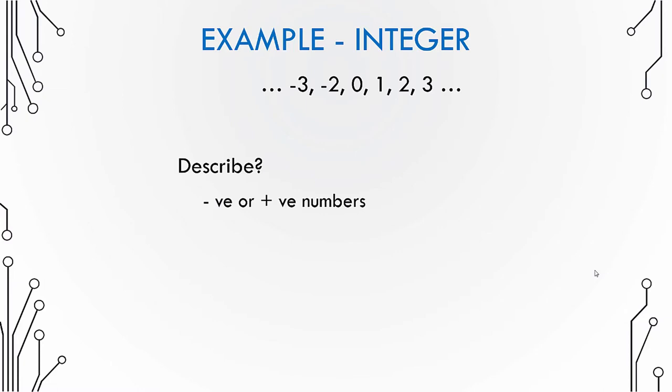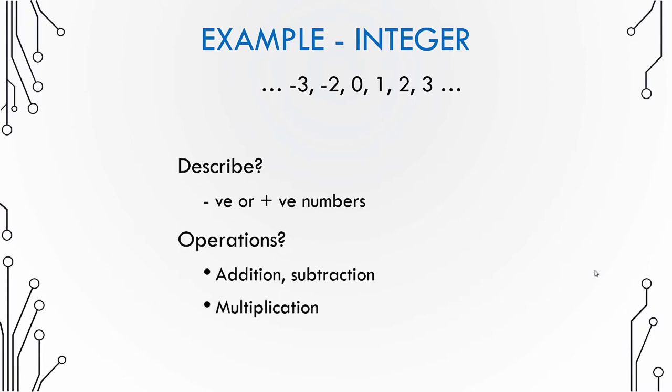Now let us look at an example of an abstract data type. So you have this abstract data type of integer. We said that an abstract data type basically describes the properties and the operations of that type of data. So how would you describe an integer? Well, an integer can be negative or positive. So we have positive and negative numbers as integers. And what operations can be performed on an integer? Well, you can perform addition and subtraction, you can perform multiplication as well as division.